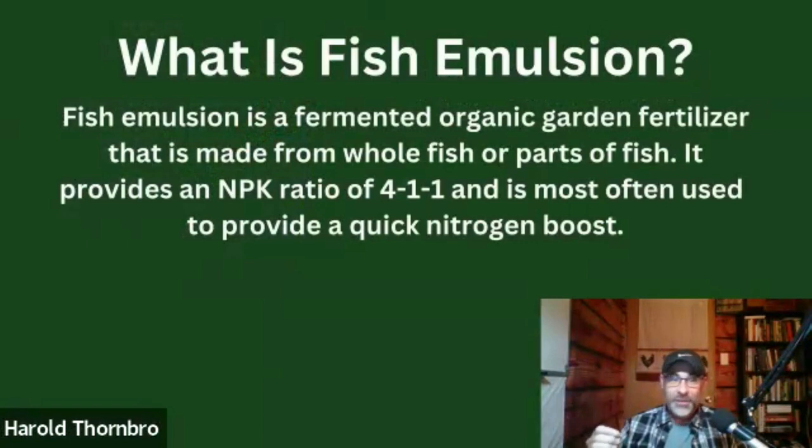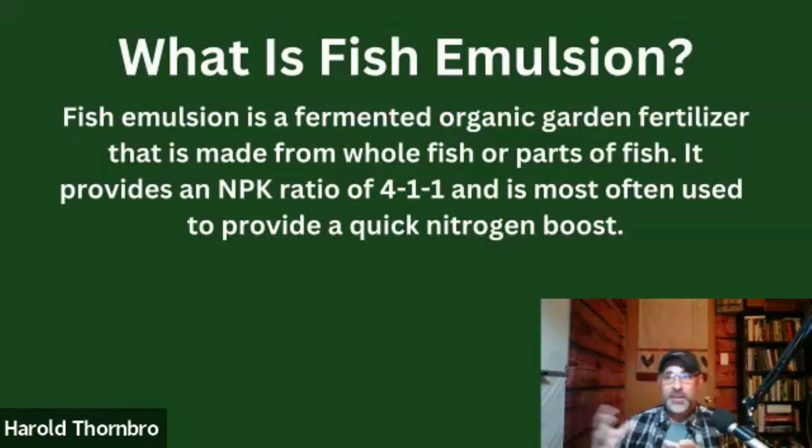Well, what is fish emulsion? Fish emulsion is fermented organic garden fertilizer that is made from whole fish or parts of fish, and it provides an NPK ratio, which is your nitrogen, phosphorus, and potassium, of 4:1:1, which means it's got 4 times the nitrogen as these other things in it. So it's most often used to provide a quick nitrogen boost.